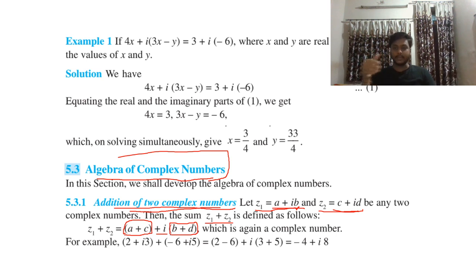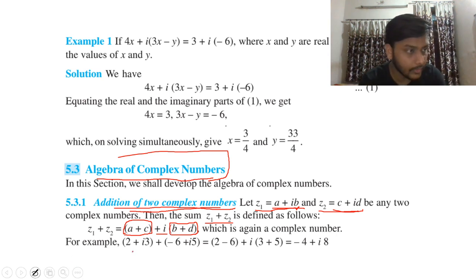Makes sense or not, guys? Sorted? So z1 equals a plus iota b and z2 equals c plus iota d are two complex numbers. When I do z1 plus z2, that will be a plus c plus iota times b plus d. You are adding real with real and imaginary with imaginary.